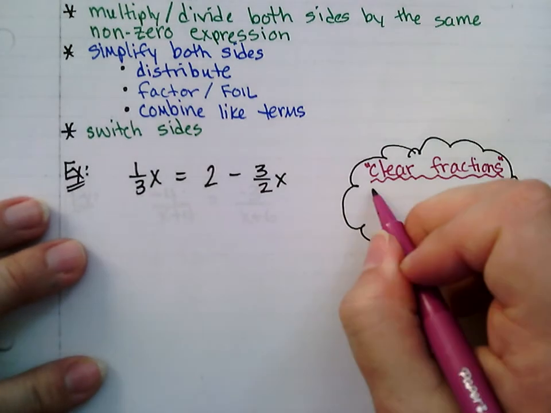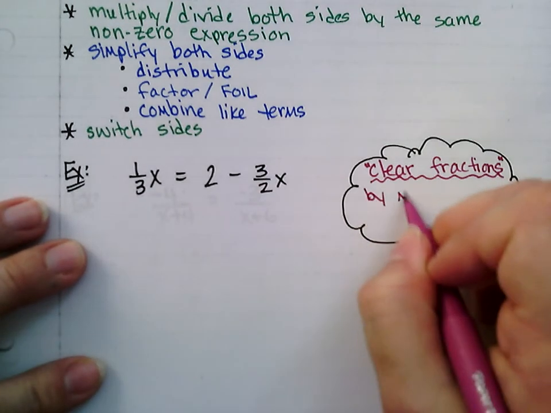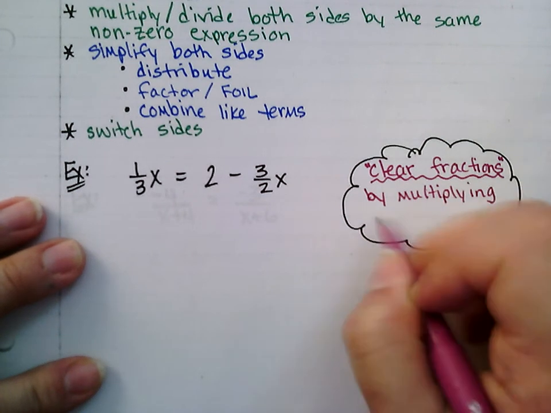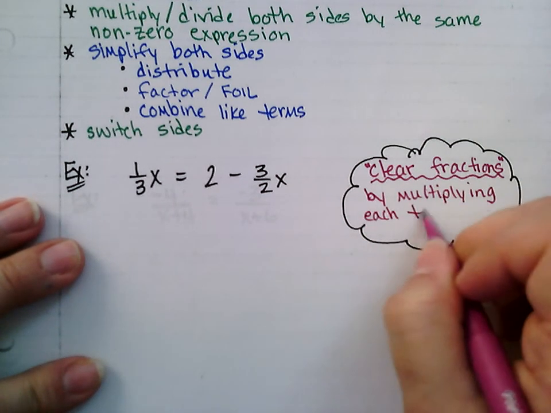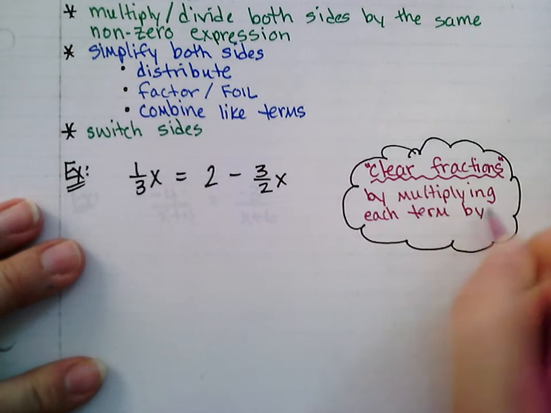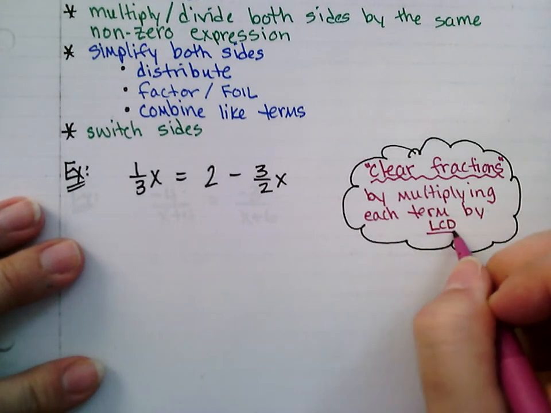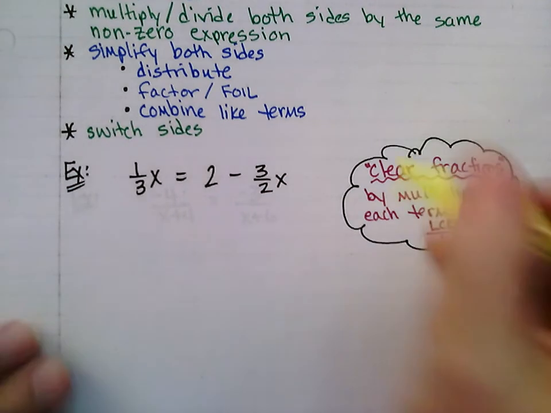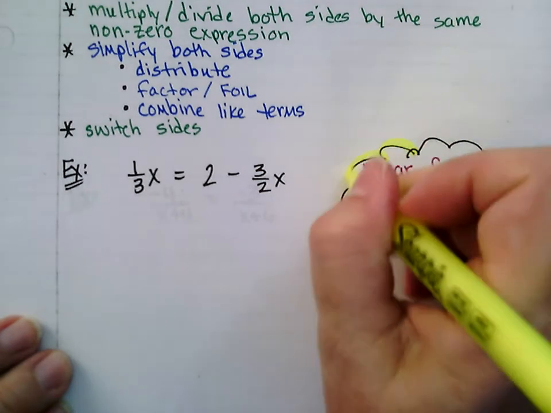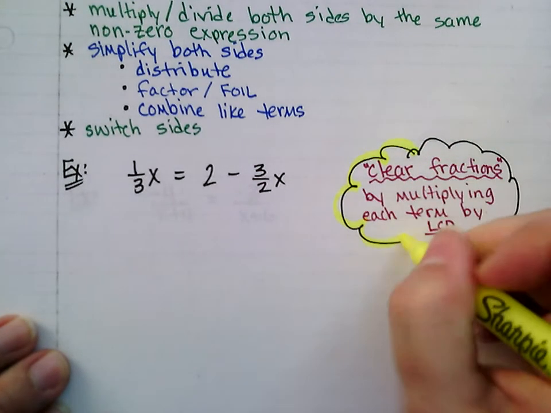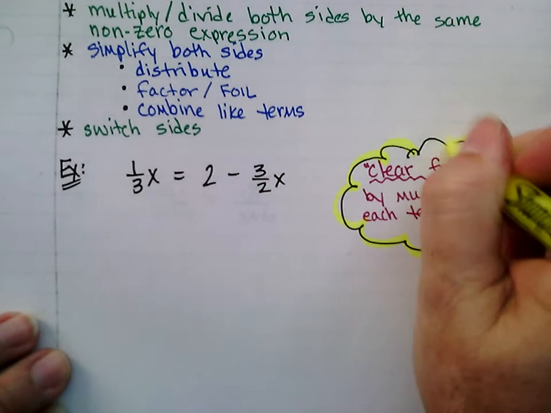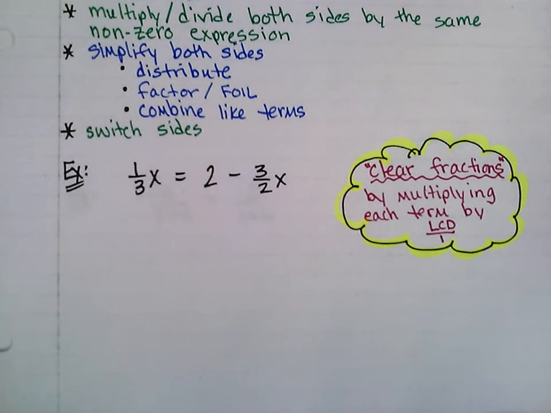And the way that you're going to clear the fractions is by multiplying each term by the LCD over 1. You're going to see this strategy over and over again all semester. So it's a good one to keep in the back of your mind and be able to come back to and pick up later.